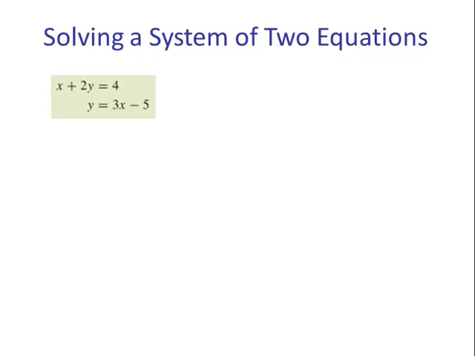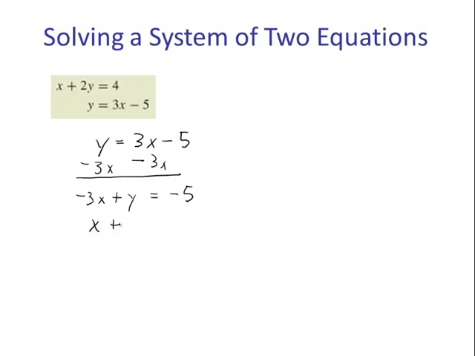Number 2, to solve this by elimination, we first have to line up the x terms, the y terms, the equal sign, and the constants. So I'm going to take the second equation, and I'm going to write it in the form x, y, equal sign, and number. So that means I need to subtract 3x from both sides. So I'm going to get a negative 3x plus y equals negative 5. Using my other equation, I have x plus 2y equals 4.